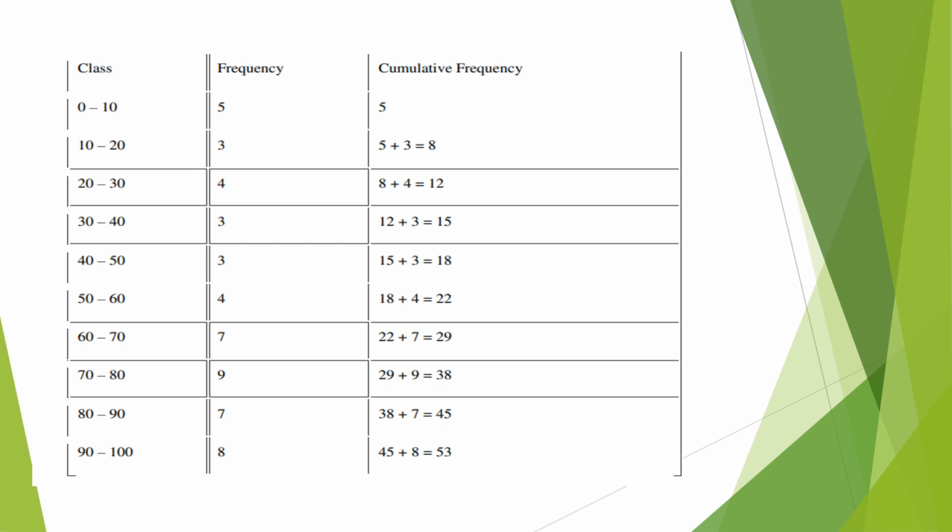How do we find the cumulative frequency? The first value remains the same, and the others are cumulatively added. That is 5 plus 3, 8; 8 plus 4, 12; 12 plus 3, 15; 15 plus 3, 18; 18 plus 4, 22; next is 22 plus 7, 29; 29 plus 9, 38; 38 plus 7, 45; 45 plus 8, 53.